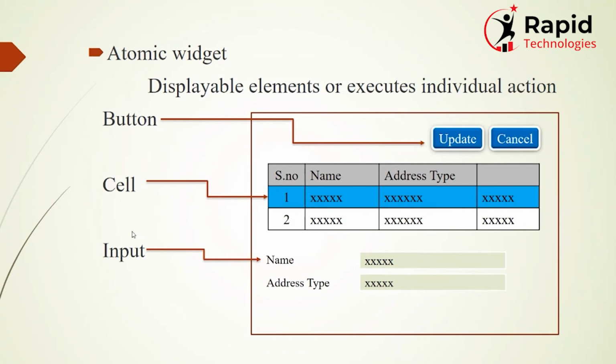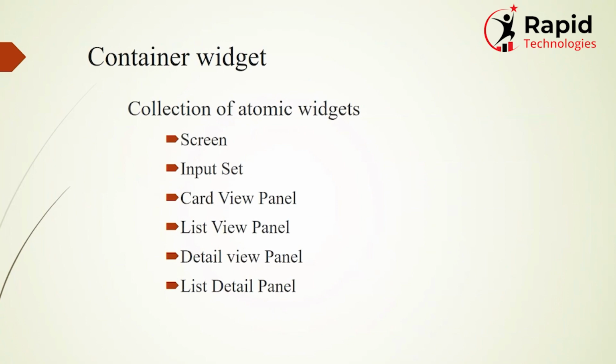Now coming to the next one, container widget. A container widget is a collection of atomic widgets, which are used to display different types of inputs in a single page. For example, these are the list of container widgets: screen, input set, card view panel, list view panel, detail view panel, list detail panel. In the screen we have all the remaining container widgets. So let us discuss them.